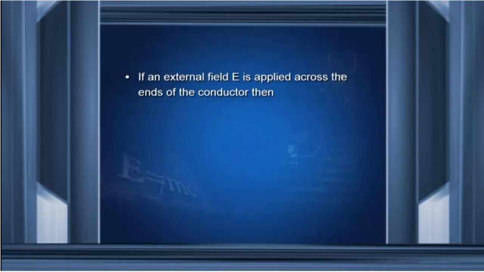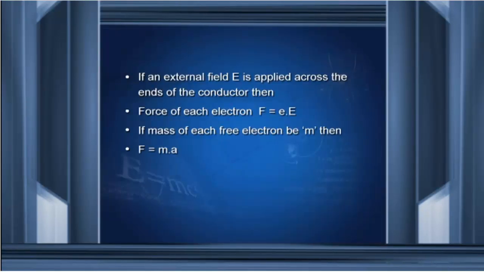If an external field E is applied across the ends of the conductor, then the force on each electron, F, is equal to e E, the charge of the electron multiplied by the electric field. If the mass of each electron be m, then F equals m a. Newton's second law gives us this, where a is the acceleration produced in each electron. So we get m a equals e E. Therefore, acceleration a equals e E divided by m.